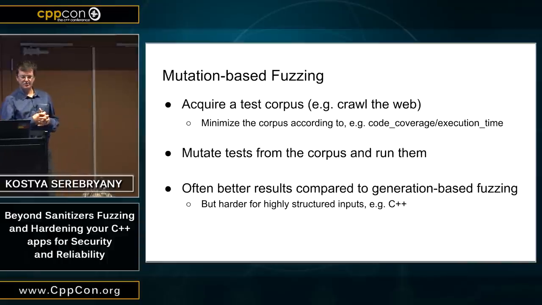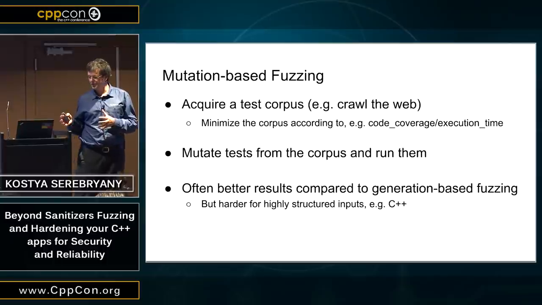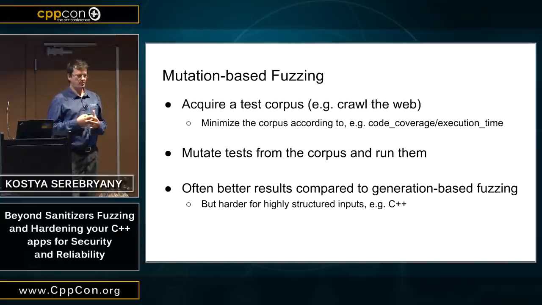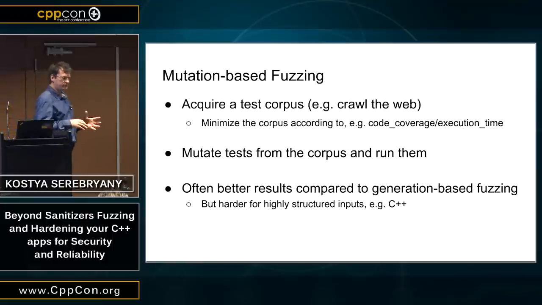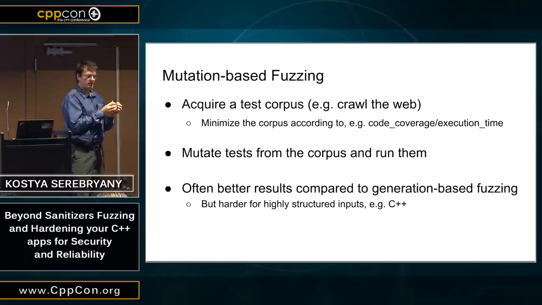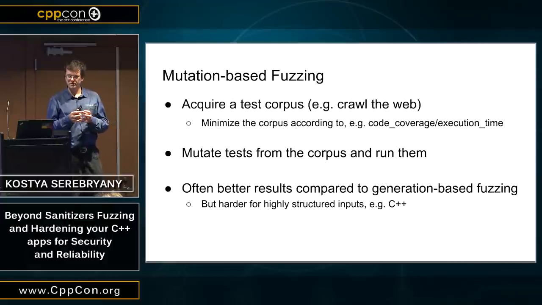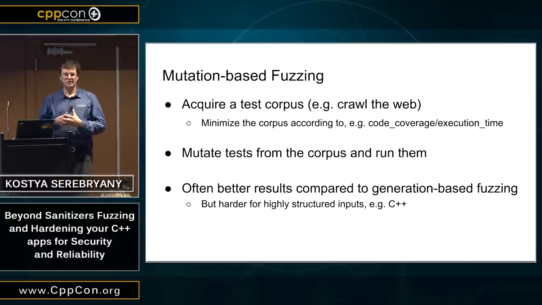Another completely different approach to fuzzing is called mutation-based. The idea is that you somehow acquire a test corpus, a set of valid or almost valid inputs for your application. You often just crawl the web to get the inputs of your particular type. Then you want to minimize this corpus, because if you crawl the web, you'll probably get too many duplicates, too many inputs that are not different from each other. You want to minimize the test corpus according to some metric, and the most obvious metric is code coverage divided by execution time. So you want the tests to be small and very quick, but also you want the tests to cover as much functionality of your program as you can. The next step of mutation-based fuzzing is that you start mutating the tests in the corpus and run them. Of course, again, it's best to run them with some kind of runtime checking, sanitizers or something else.